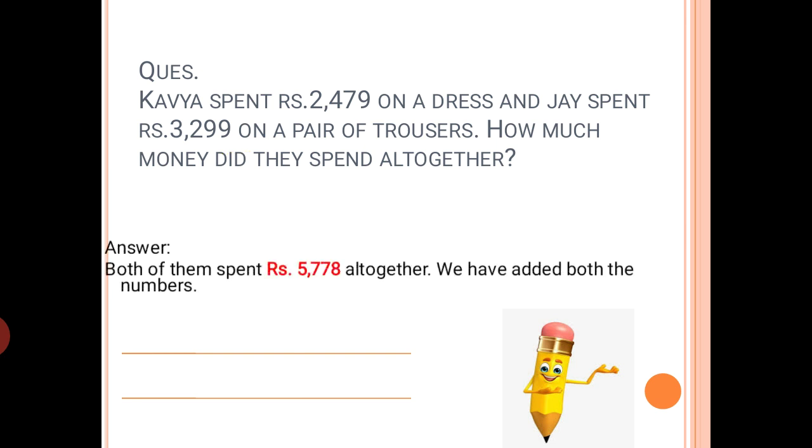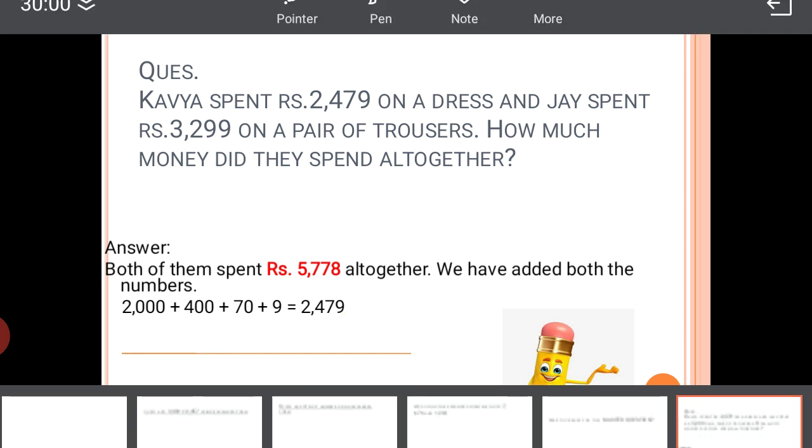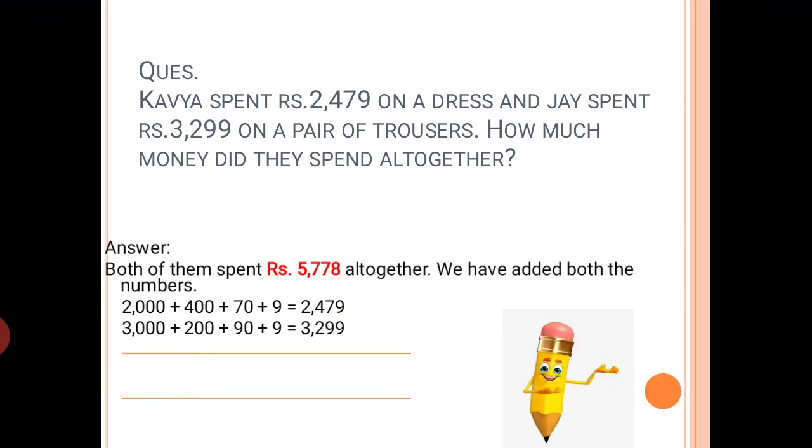So both of them spent 5,778 altogether. And how did we reach this answer? We have added these two numbers like this. First we have expanded the first number, that is 2,000 plus 400 plus 70 plus 9. Then we have expanded the second number, that is 3,000 plus 200 plus 90 plus 9. Then we will be adding the ones column, the tens column, the hundreds column and the thousands column.